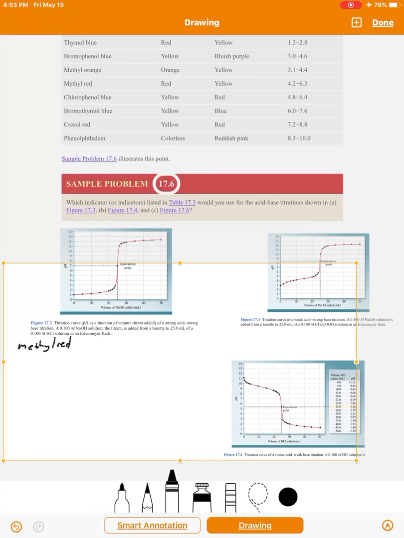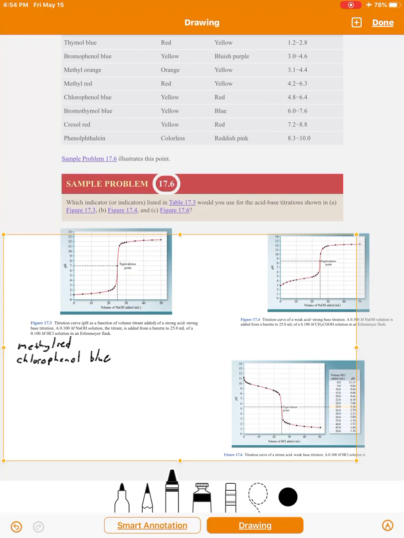And then you look at the next one. The next one is chlorophenol blue. That changes color, not that far off, right? 4.8 to 6.4. Again, that's pretty darn close to the equivalence point of 7, just how steeply it rises over there. So chlorophenol blue is okay as well. Maybe not the best, but they're pretty close. That would probably work okay.